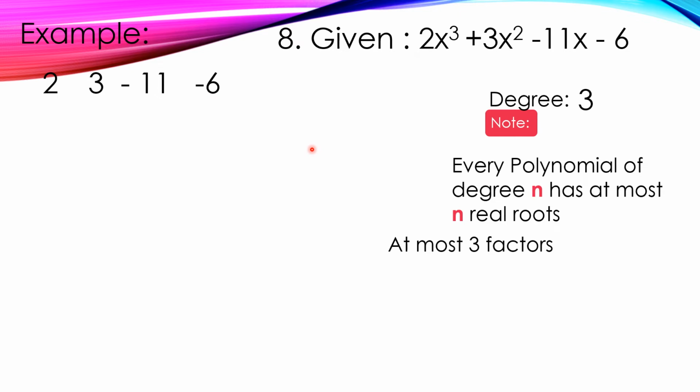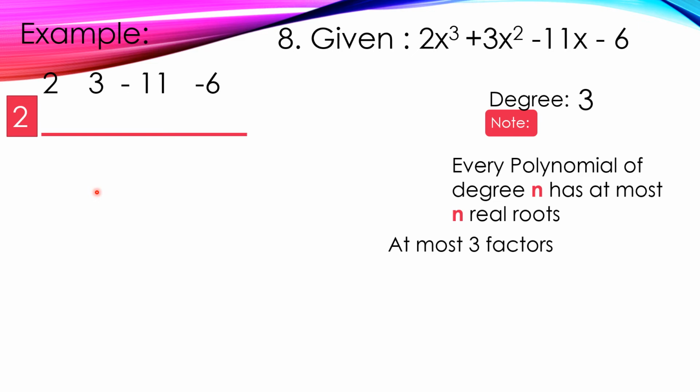And afterwards, you're going to identify the multiplier. The multiplier will be obtained using the last term, which is 6. Now, the numbers that are divisible by 6 are 1, 2, 3, and 6. You're going to try all these numbers, either positive or negative. So, let us take positive 2 using synthetic division.